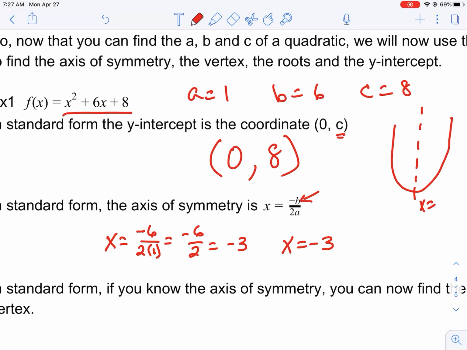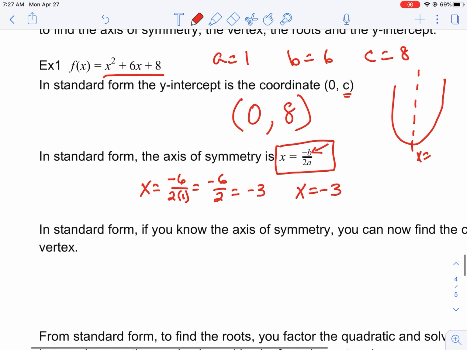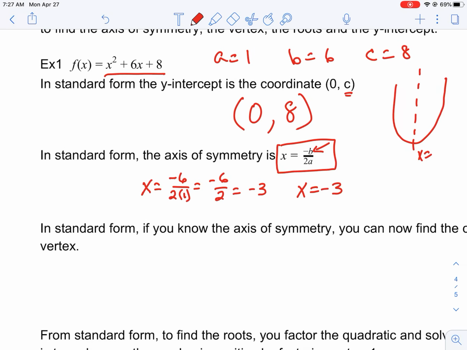So finding the axis of symmetry is very important because it's not hard. And this little formula, please just have it in front of you all the time. But once you find the axis of symmetry, then it's easy to find the vertex. So we take this f of x and we take it out and we make it the y. Remember we said that could be a y. So y equals x squared plus 6x plus 8.